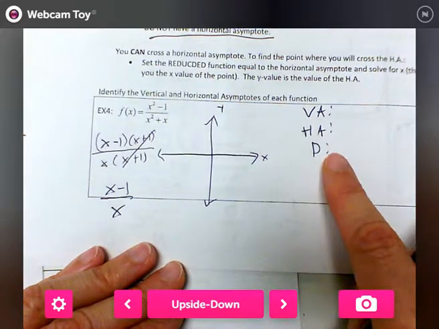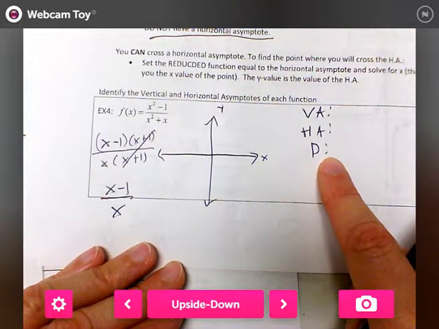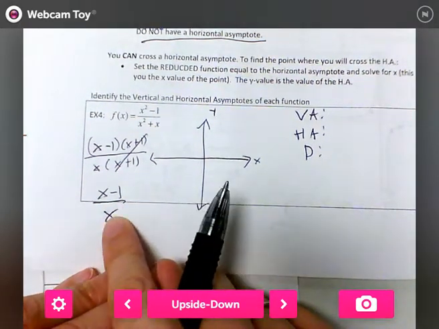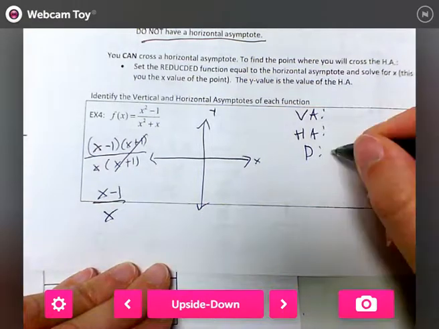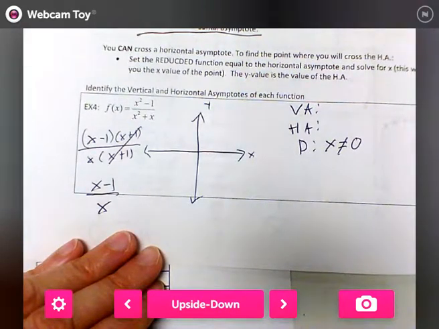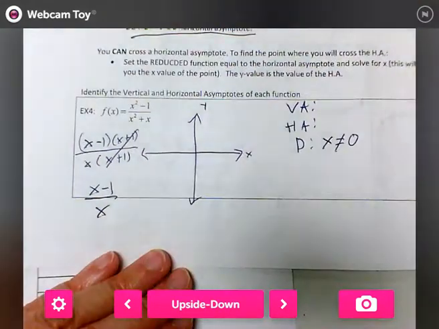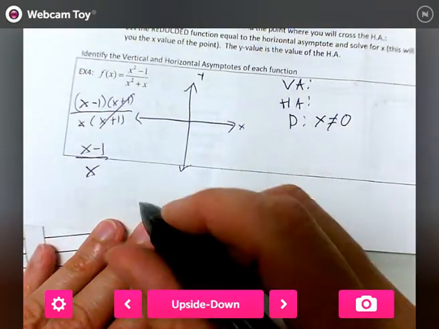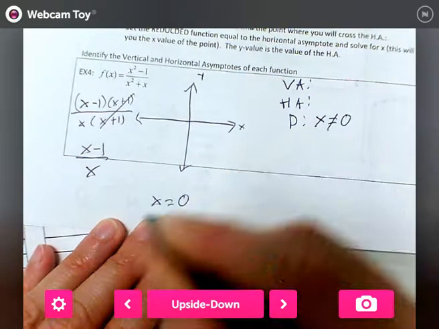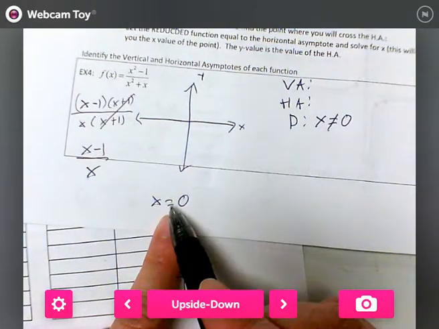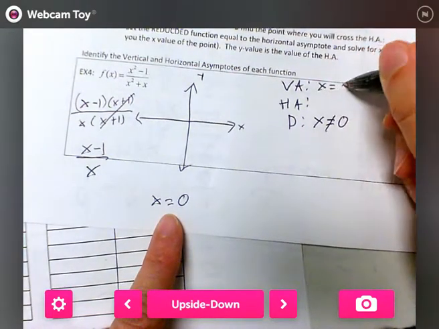What is the domain? Remember, the denominator can't be 0. What would make this denominator 0? So x cannot be 0. Otherwise, all real numbers. Okay. Now, to find vertical asymptotes, remember, it's right up here, your instructions. Vertical asymptotes, we set the denominator equal to 0 and solve for x. So what is the vertical asymptote? We took the bottom. We said x equals 0. That's it. That's all you got to do.